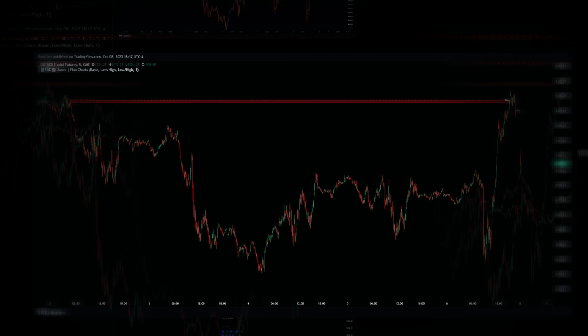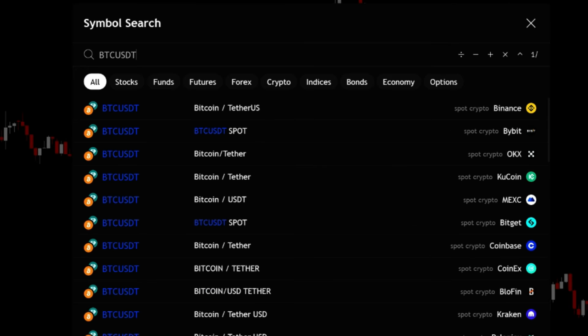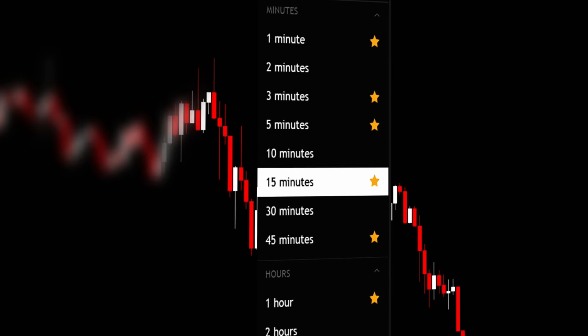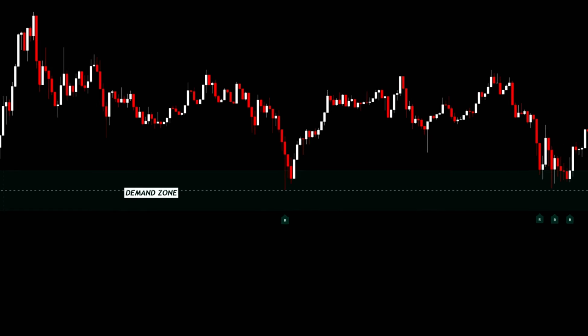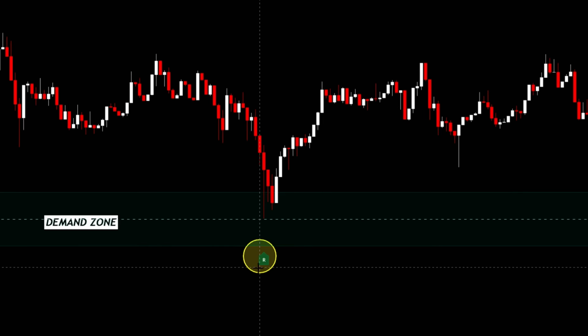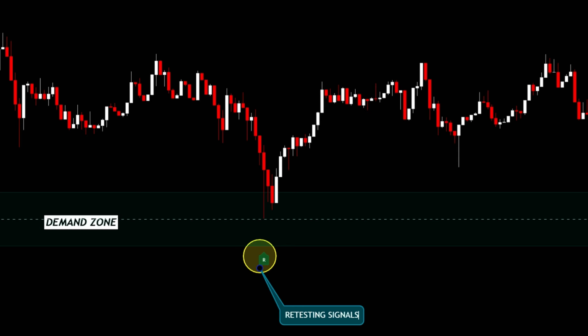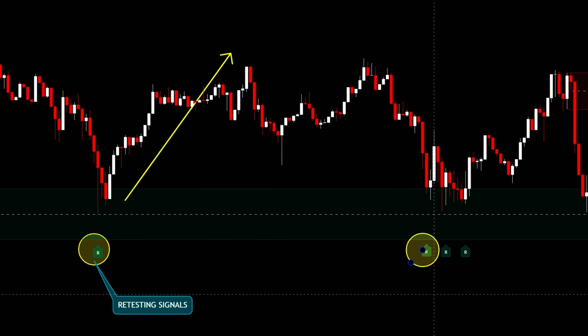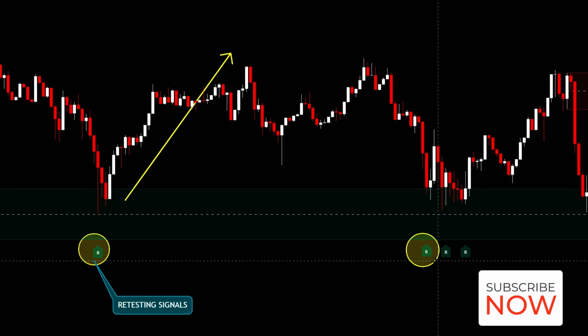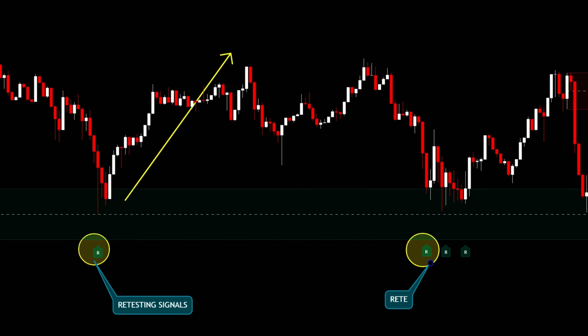Let's look at this example on the Bitcoin 15-minute chart. You can see a clear demand zone forming, right? Then boom, a retest signal pops up the moment price taps back into the zone. And what happens next? Price quickly rallies straight up. But here's the cool part. A little later, price comes back down again, retesting the same zone, and the indicator fires another retest alert, showing you a potential buy setup once again.